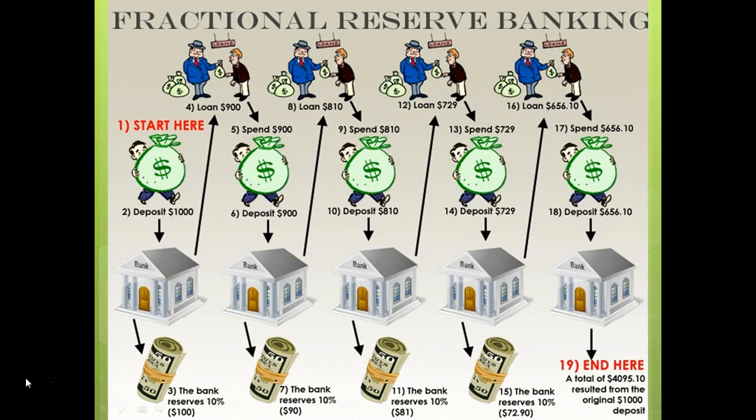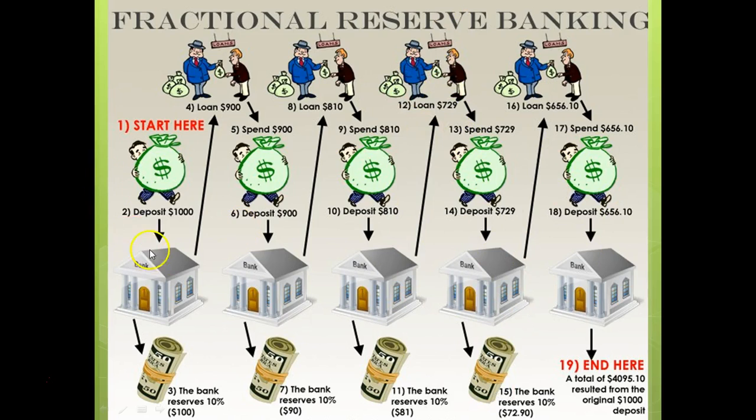So here's how a fractional reserve banking system works. We start with someone depositing $1,000. The bank reserves 10%, they keep $100 in the bank, and they loan out $900 to this person. And that person puts their loan money in the bank, and then that bank saves 10%, the $90, and loans out the other $810, and then that person puts the money in the bank. And that bank keeps some of it in the bank and then loans out the rest of it, and so on and so on.